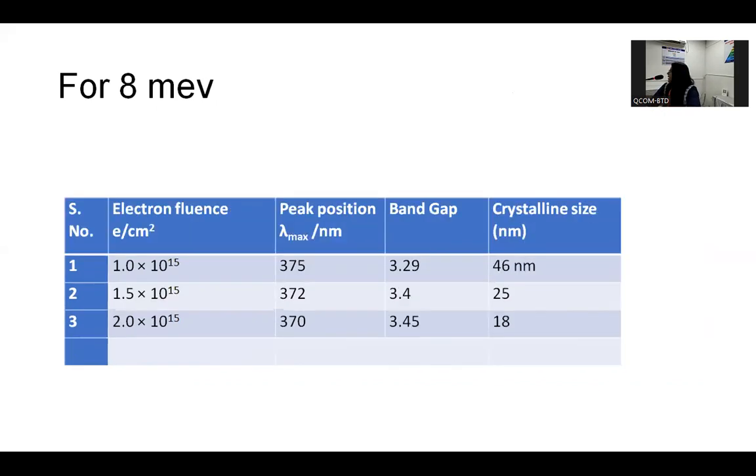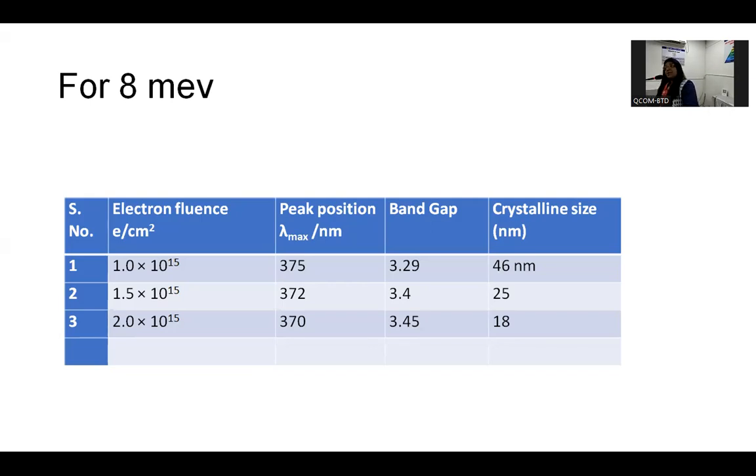These results are for 8 MeV. Here also, for 1 × 10⁵ and 1.5 × 10⁵ electrons, when you observe the band gap energy and size, they keep increasing. Now, when I compare these three tables, taking only the data for electron fluence 1.0 × 10⁵, you will observe that for 6 MeV and 8 MeV, when I increase the energy of the electron beam, the change in the crystal size as well as the band gap energy is greater.